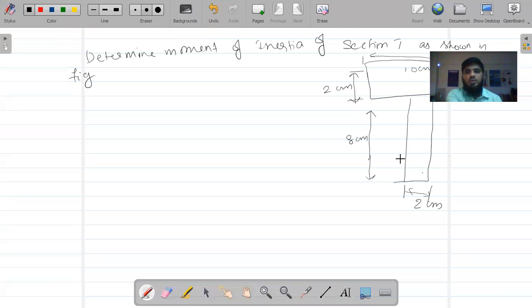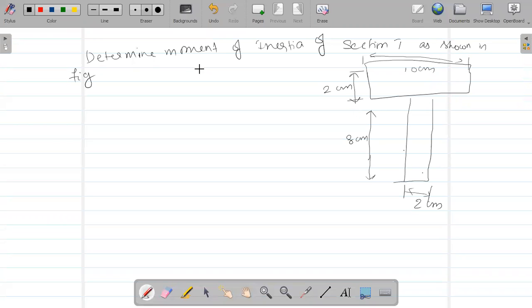Okay. So this is the question they have asked. Determine the moment of inertia. Can you see the whole screen now? Do you have any inconvenience in seeing the screen? So determine the moment of inertia of the I section, which is given like this.